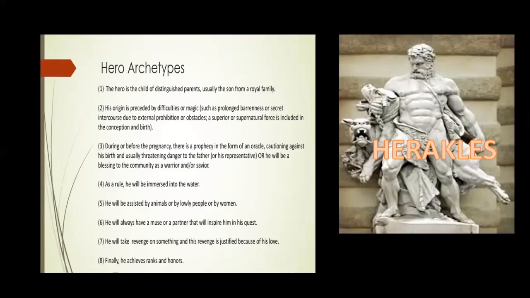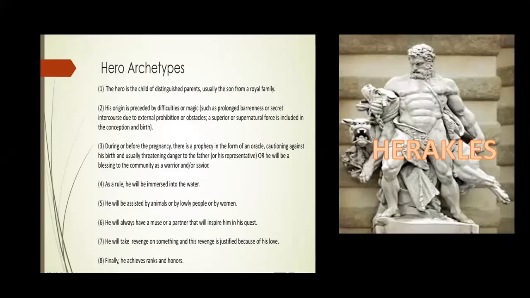And then a typical mythical hero will always have a muse or a partner that will inspire him in his quest. As a mortal, he had a lot of lovers and wives, but the best one to describe is Megara. And when he ascended into Olympus as a god, that's when he married the goddess Hebe.